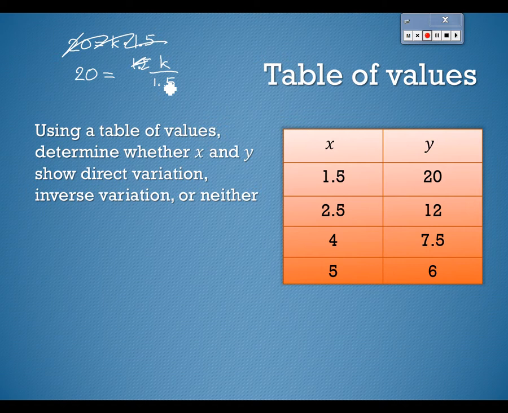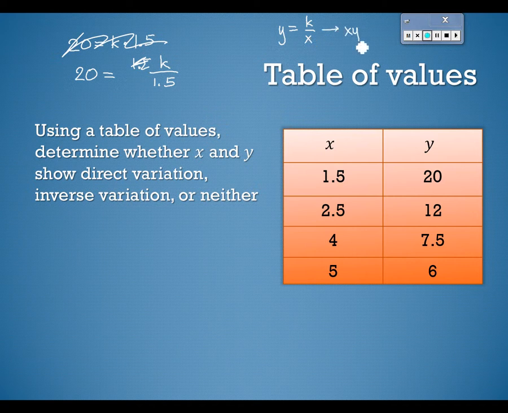Or you can just do that every time. If you take them and divide them and you always get the same number, it's direct. If you take them and multiply them every time, and you get the same number, then it's inverse. And we just proved that that's always going to be the case, right? If x and y vary inversely, then it should always be true that these have the same product.